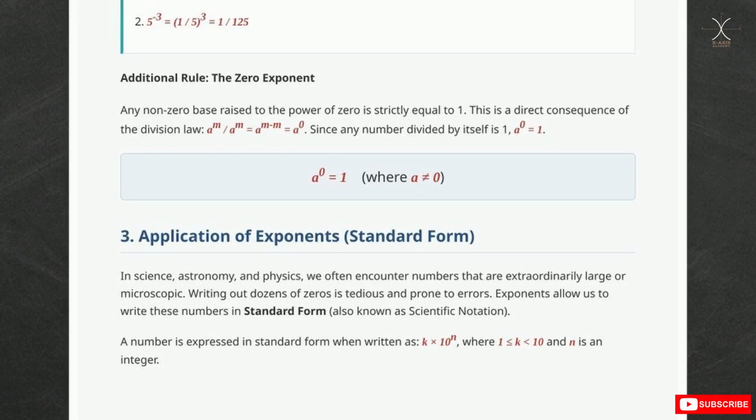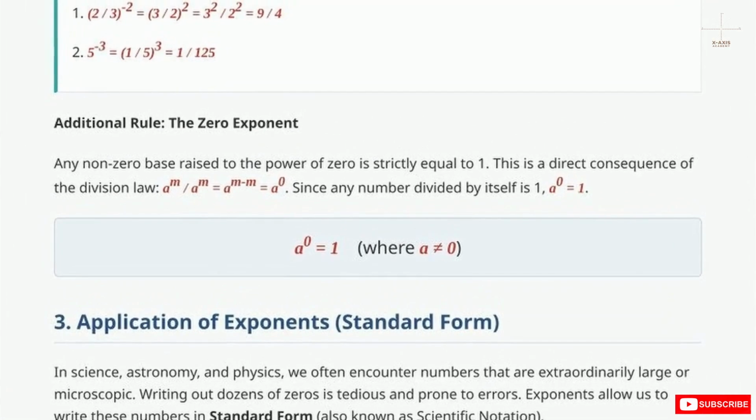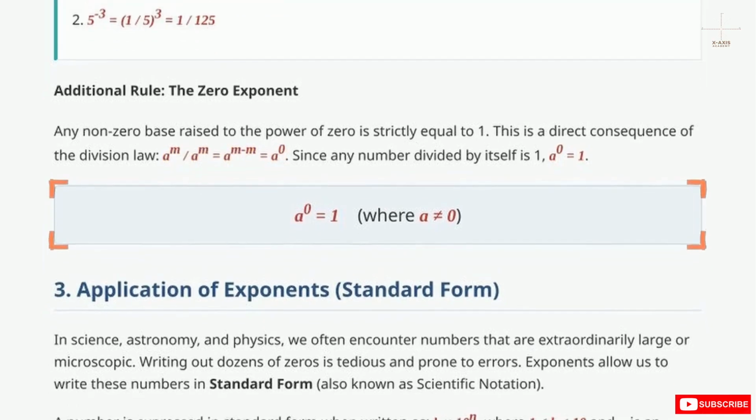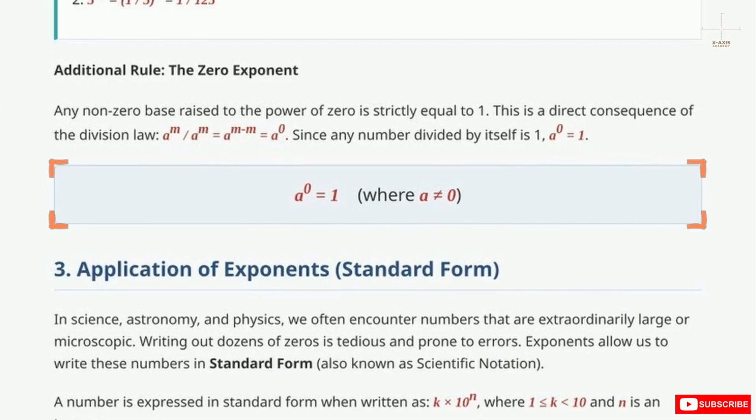We can prove this using the division law we just covered. Any number divided by itself is 1. So a to the power of m divided by a to the power of m means we subtract m from m. That leaves us with an exponent of 0, making a to the 0 mathematically equal to 1.